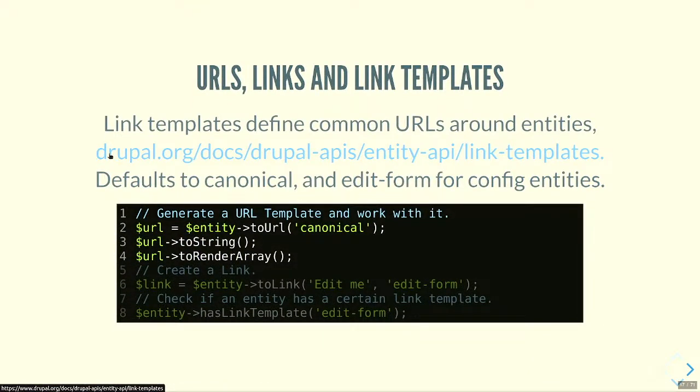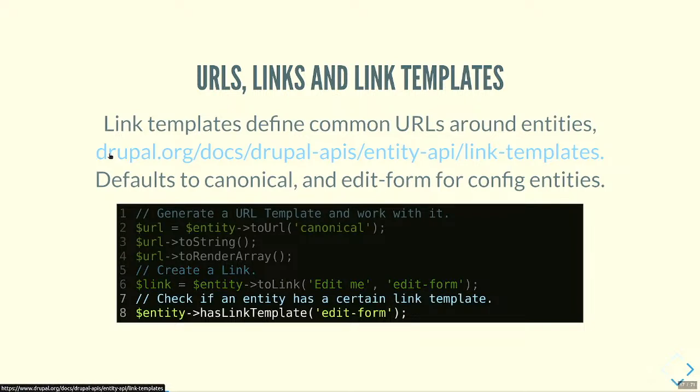Entities typically have URLs attached to them. The most common one is canonical, which is the place where you view that entity. Content entities typically have that, not all of them. Config entities often don't have this. You get the URL object, you can turn it to a string or an array to use it in your twig template or somewhere else. The same as link. You can also get the link object directly from it with a configurable title and the so-called view template. Sorry, no, the link template.